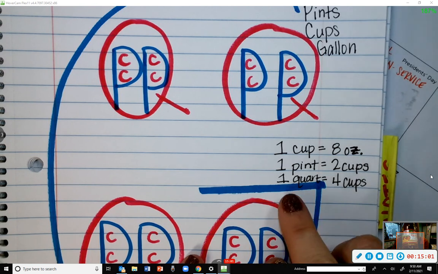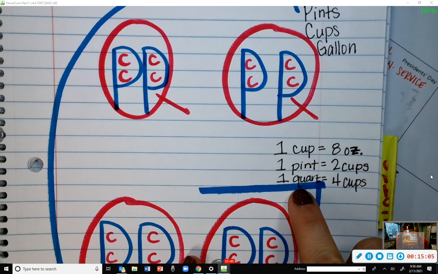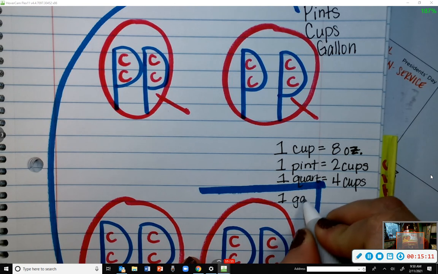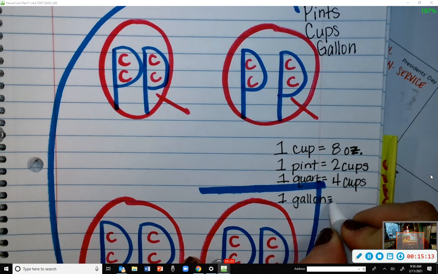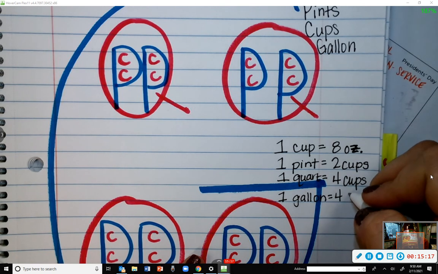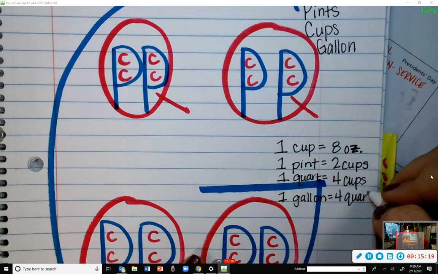What's the next biggest size after quart? We have cup, pint, quart, and then gallon. So 1 gallon equals 4 quarts.